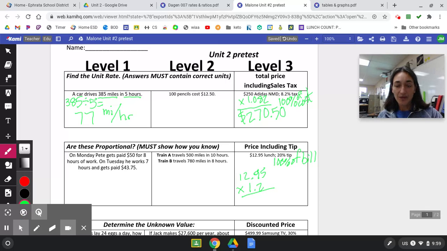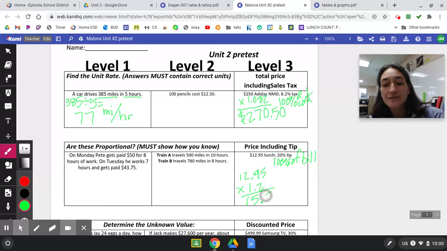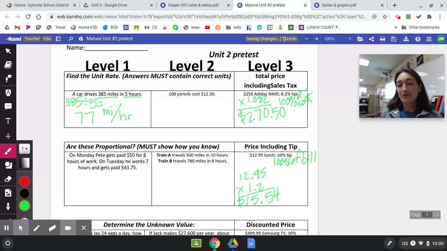Pause if you want to calculate it and then go ahead and check your work. So you should have ended up with $15.54 that you were going to pay, because the 20% added on additional money: you paid the $12.95 and the 20%.